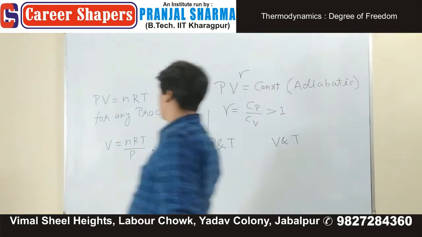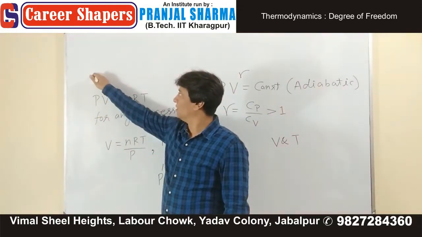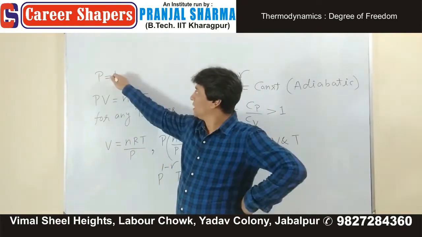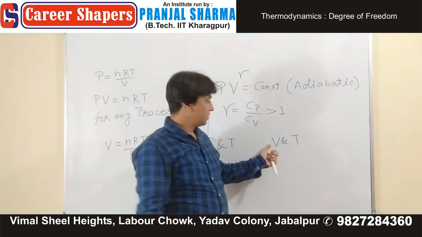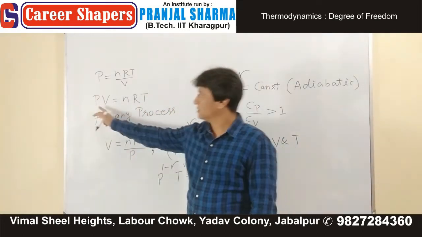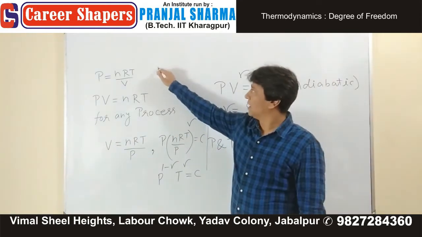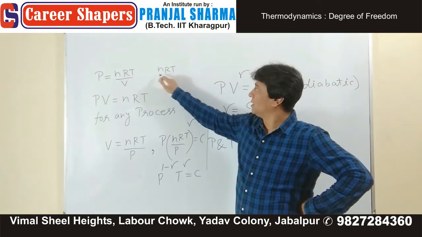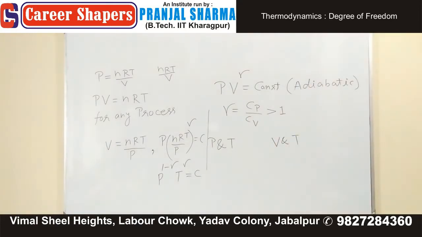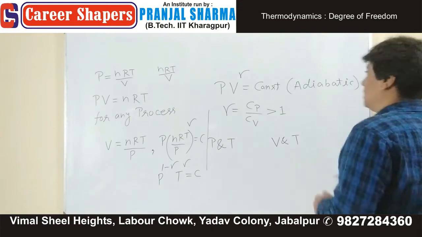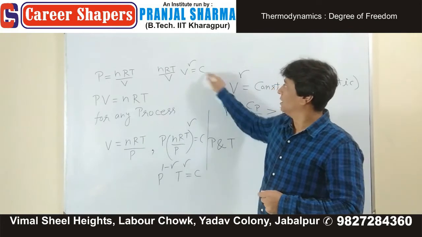This time, let's replace P with nRT upon V. We need the relationship between V and T. P is nRT upon V. P, nRT upon V, multiplied by V to the power gamma. This thing is a constant.